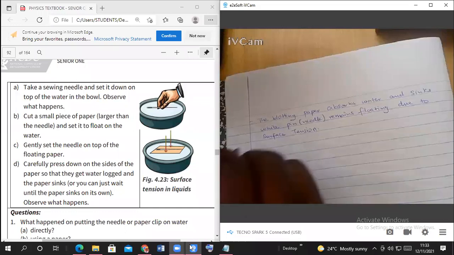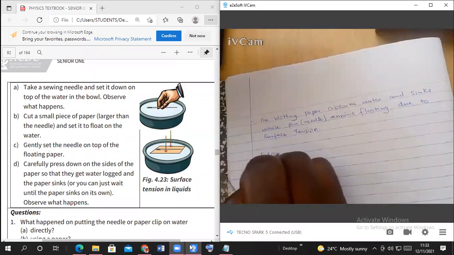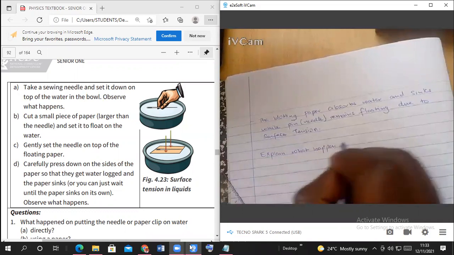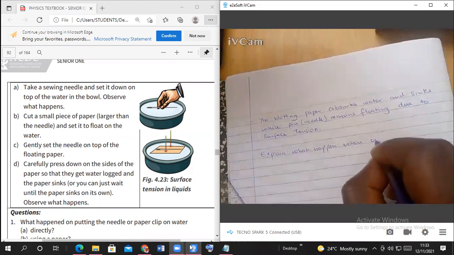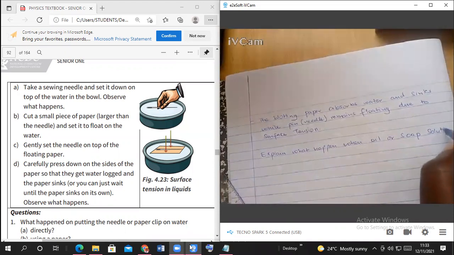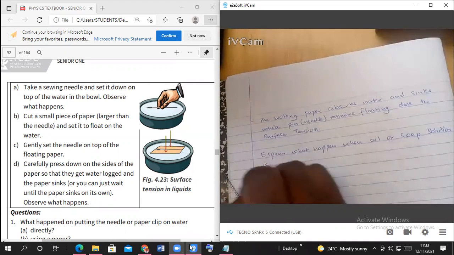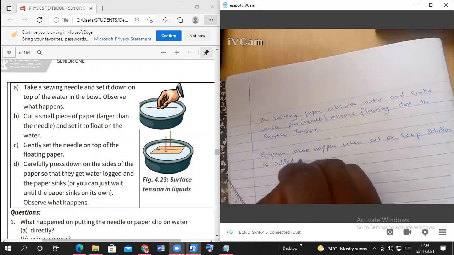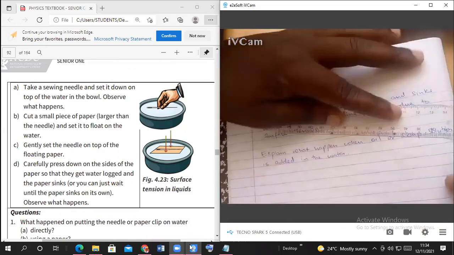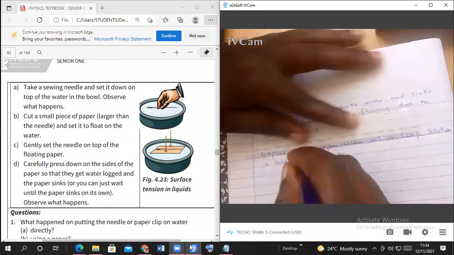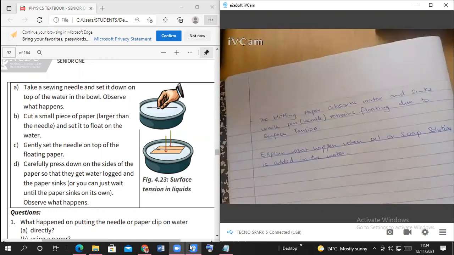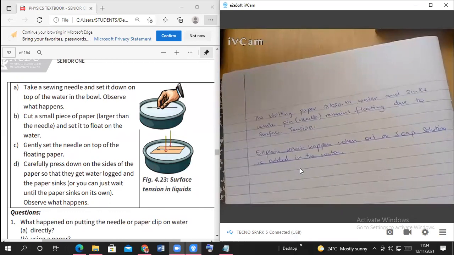Now they can ask you, explain what happens when oil or soap solution is added to the water. What happens if you put in soap solution or if you put oil droplets in that water? So what happens? We are going to answer that question.